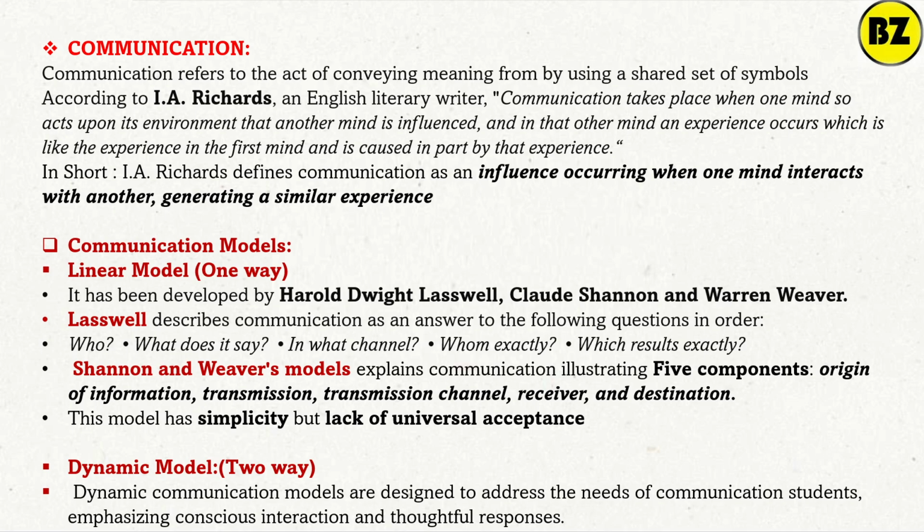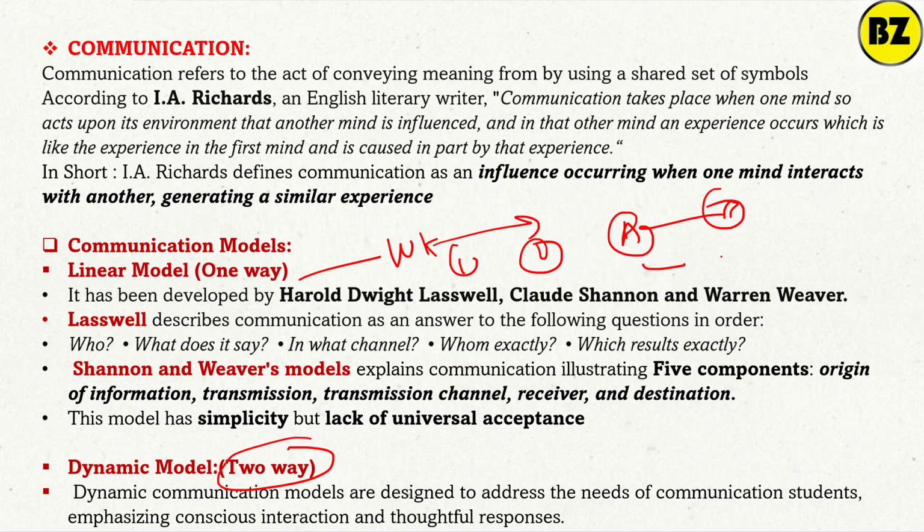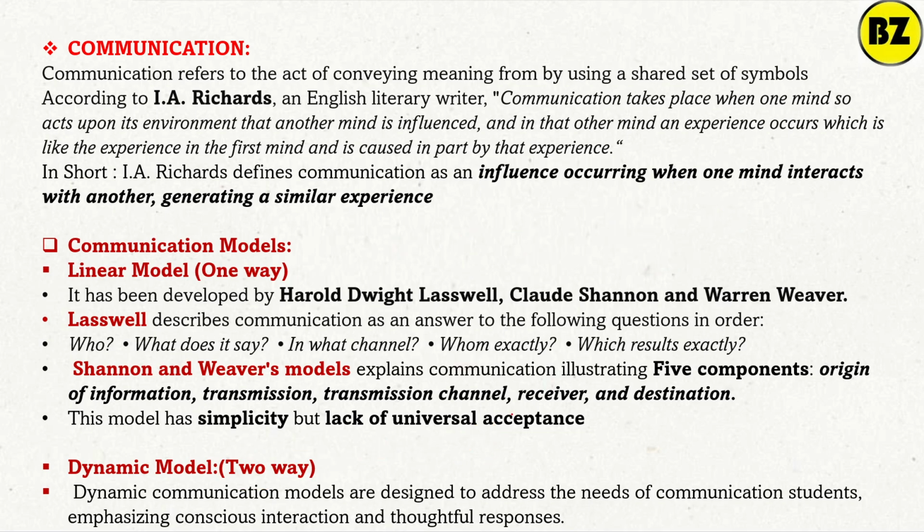Then what is the dynamic model? Dynamic simply means, in a simple way I can say, it is two-way communication, both ways, right? The best example I will tell you, for easy remembering: the linear model is like a walkie talkie. At one time only one person is speaking, right? If A is speaking with B, A will say hello, over. It is like a walkie talkie. And the dynamic model is like mobile communication, right? Both persons at a time can speak and communicate. So the dynamic communication models are designed to address the needs of the communication student, and they emphasize conscious interaction and thoughtful responses. So these are very simple communication models.